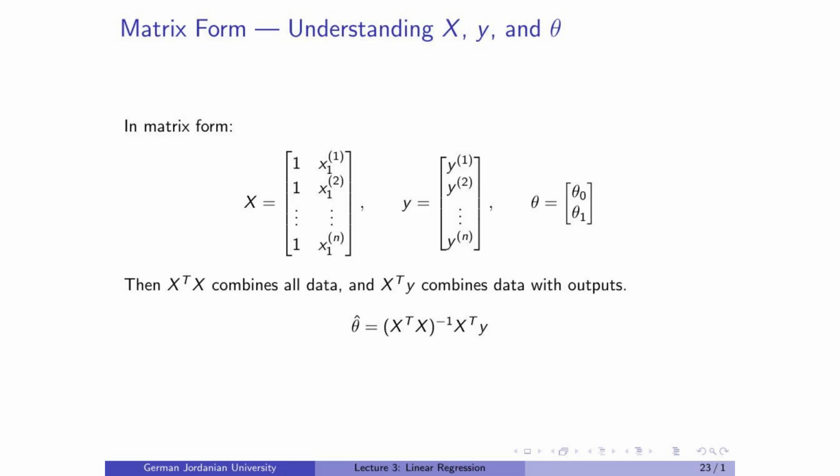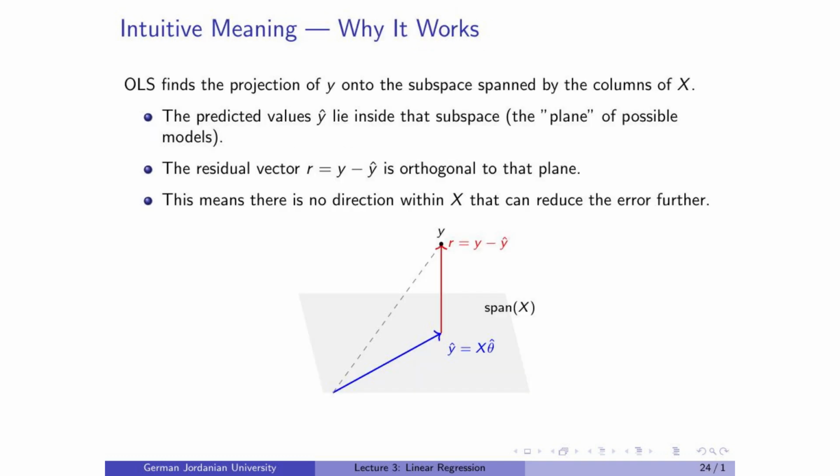In matrix form, X holds all inputs, y is the outputs, and theta is our parameter vector. Multiplying and inverting X summarizes all data into a compact equation. Geometrically, OLS projects onto the space formed by the columns of X. The blue arrow is the prediction y, lying in that plane. The red arrow is the residual, perpendicular, meaning no further improvement.